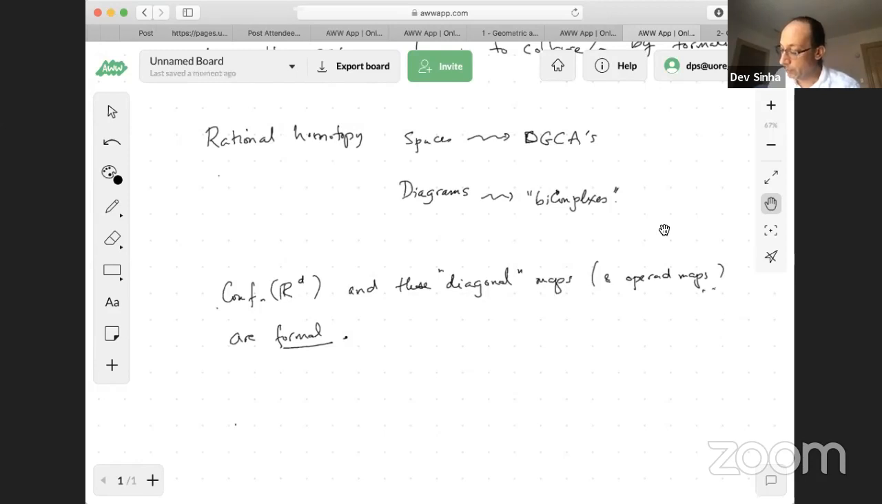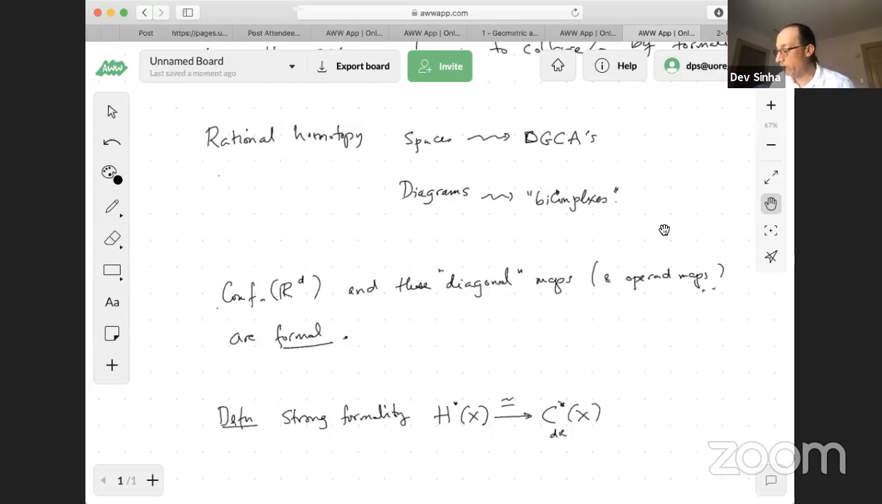So here's a definition which isn't standard. Strong formality is when you can map your homology of X into your cochains of X. And I'm thinking about something like, say, de Rham cochains, which are commutative.